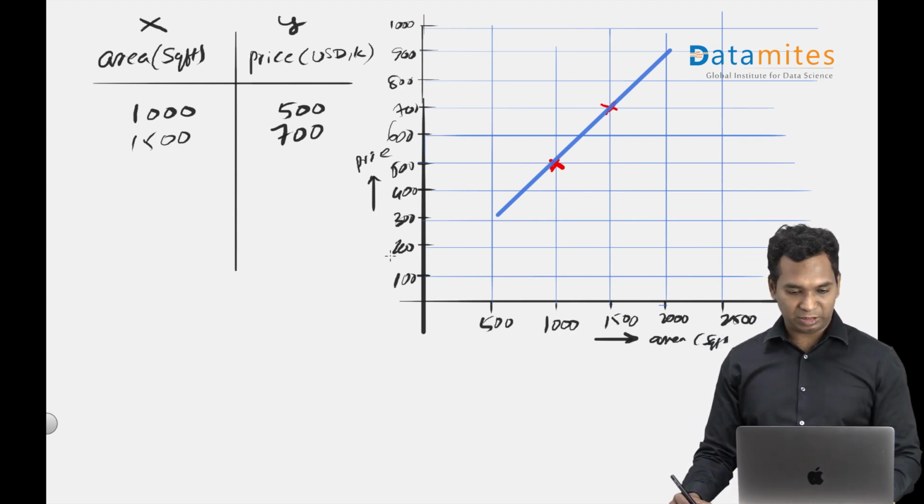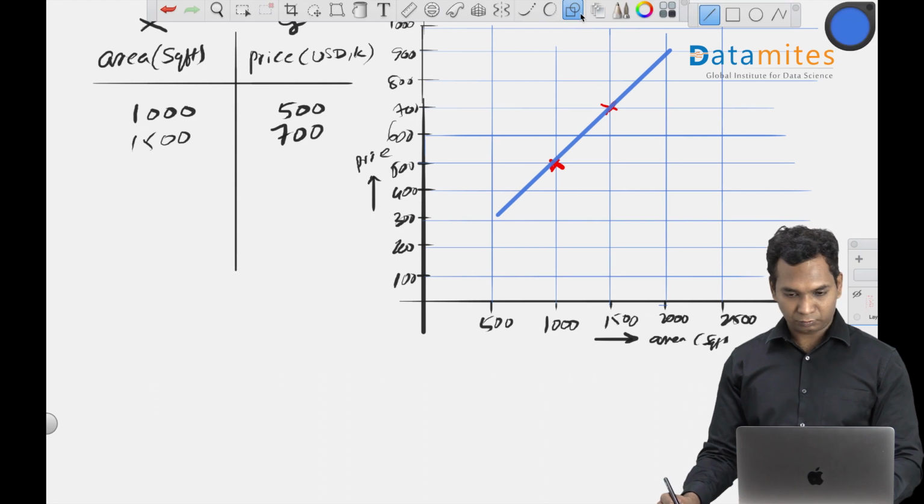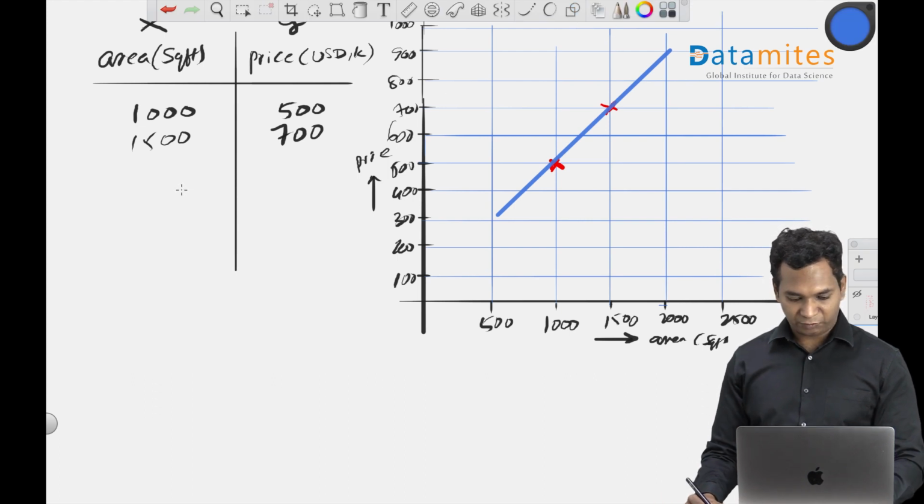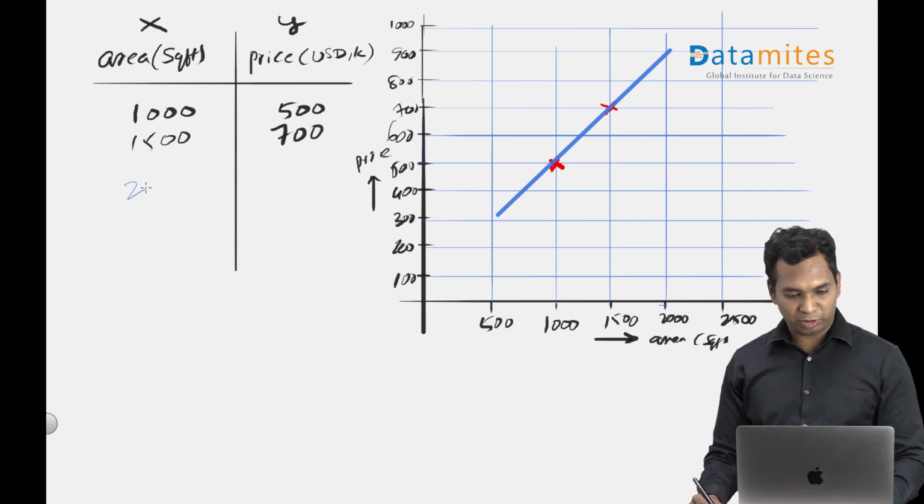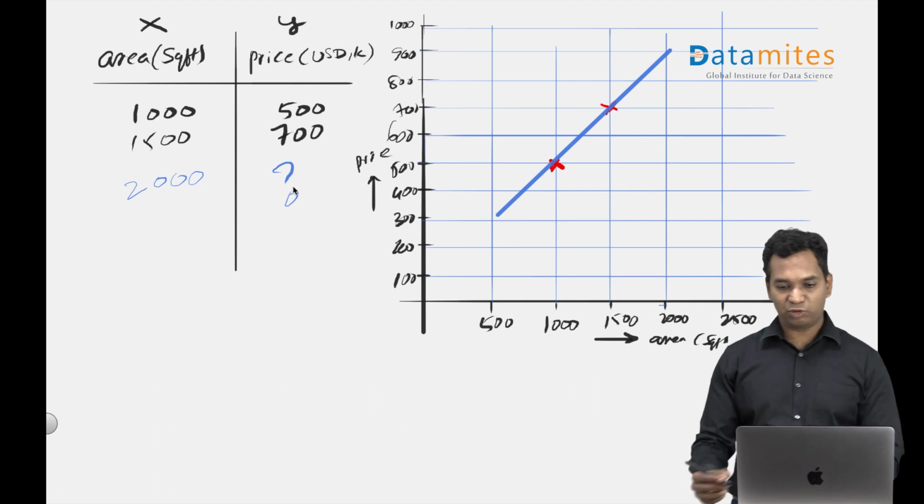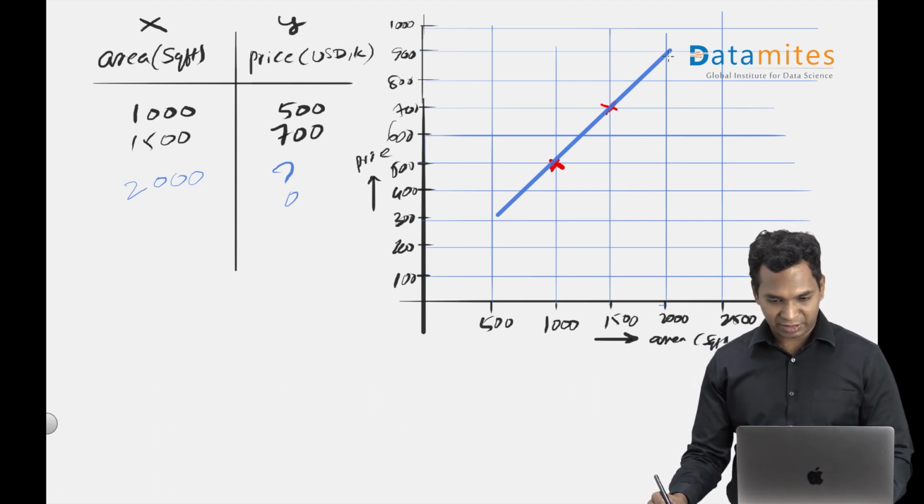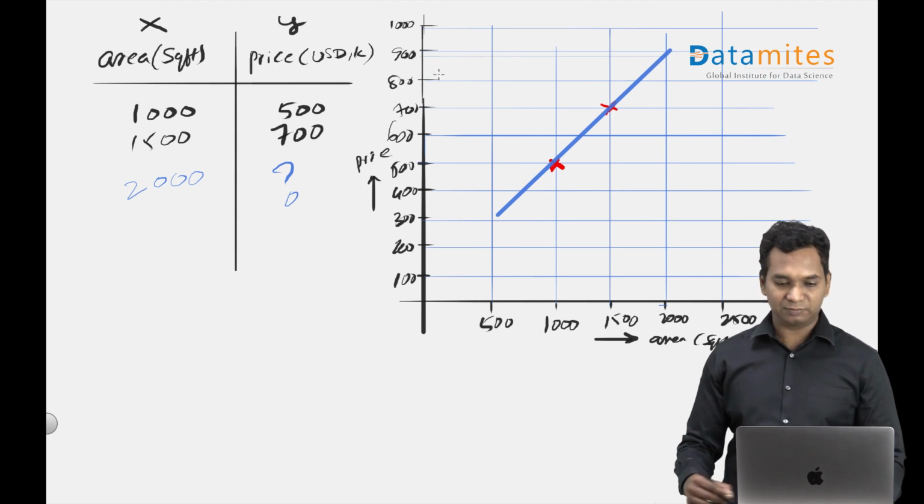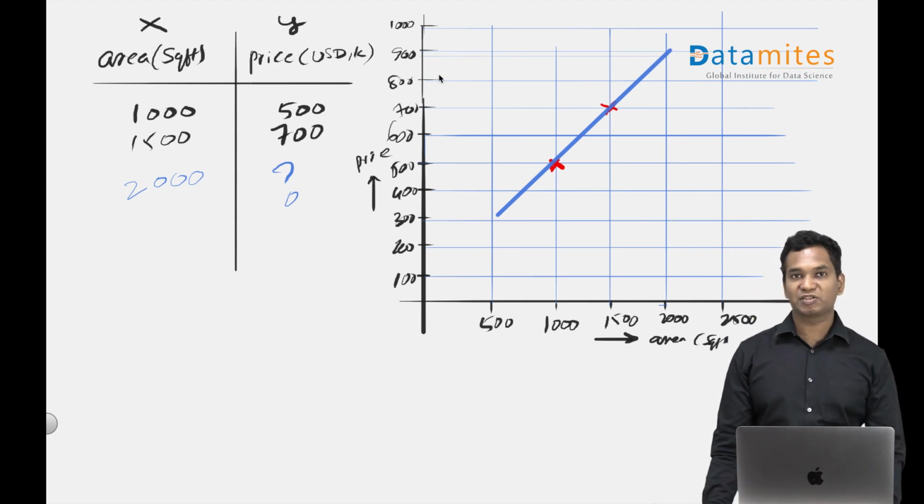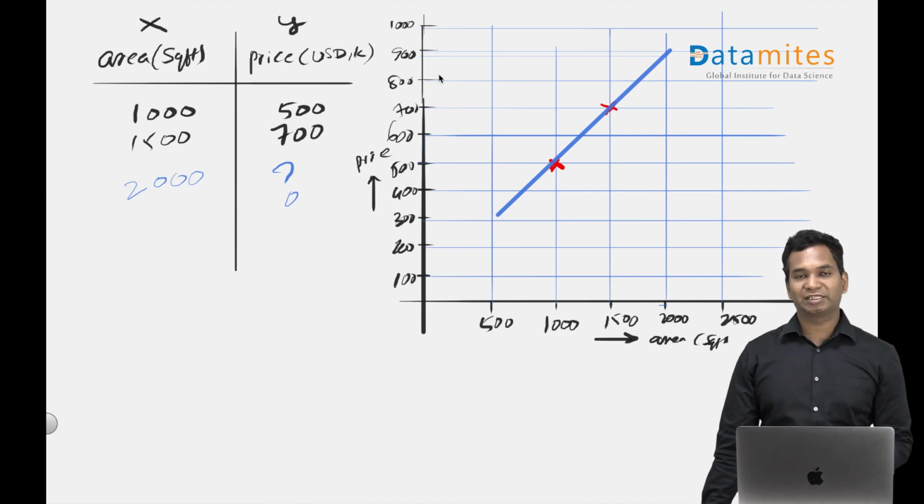For example, if I want to predict for a 2,000 square feet apartment, what would be the price? I can simply go ahead and say, this is 2,000, and this is where it is intersecting. So it'll be somewhere around 880 or so. So that can be done visually.